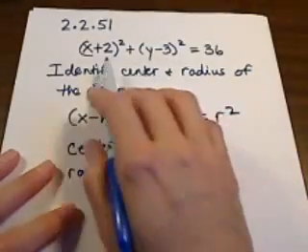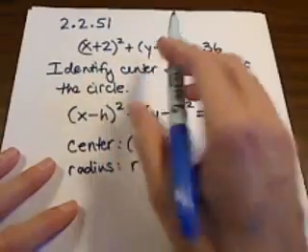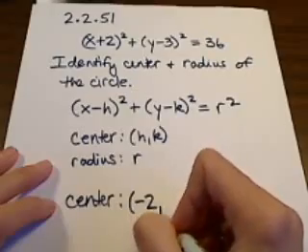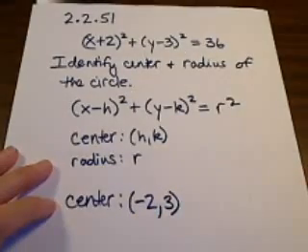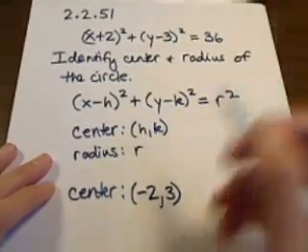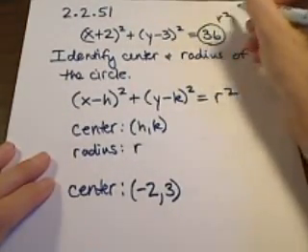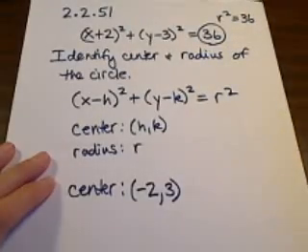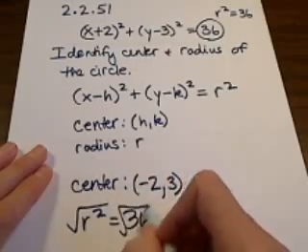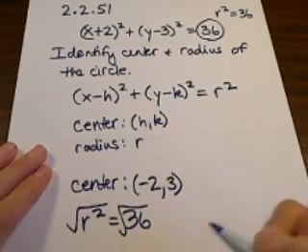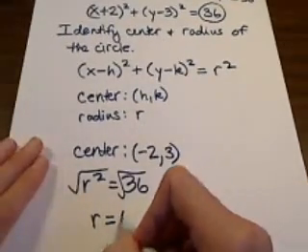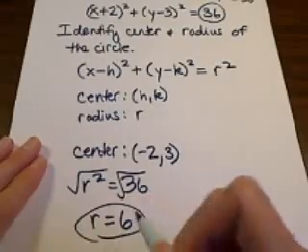Okay, so in this equation up here, I've got positive 2, negative 3. That means that my center would occur, we'd actually flip those signs, at negative 2, positive 3. And my radius would actually be the square root of 36, because this is actually r squared. So r squared is equal to 36. If I wanted to know what r was, then I would just take the square root. This is technically plus or minus 6, but it doesn't make sense to have a negative radius, so we just use the positive here. So your radius would be 6.